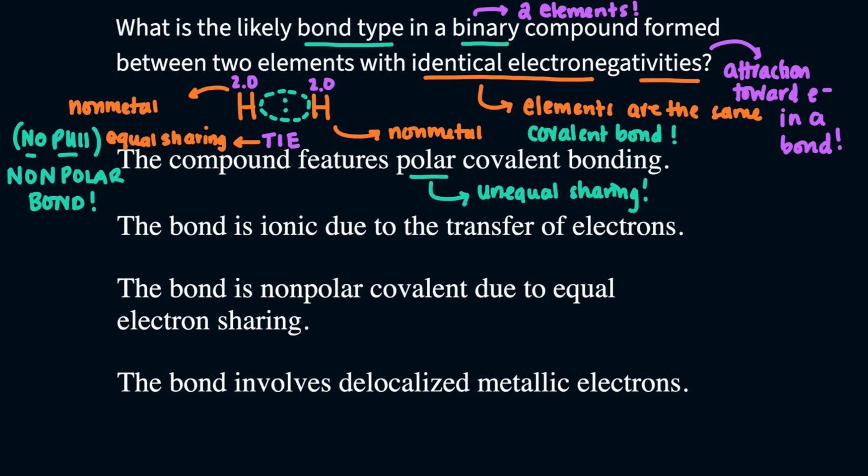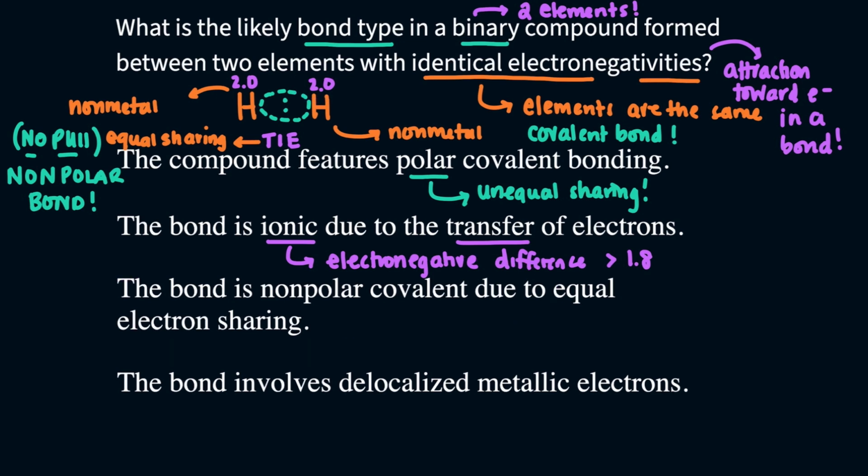Letter B: the bonding is ionic due to a transfer of electrons. Ionic bonds are between a metal and a nonmetal, and just know that ionic bonds will never, ever have identical electronegativities. If you're classifying a bond as being ionic, the electronegativity difference, the difference between these two values, has to be greater than 1.8. So if this was 2, the other one has to be at least 3.8, because 3.8 minus 2 is 1.8.